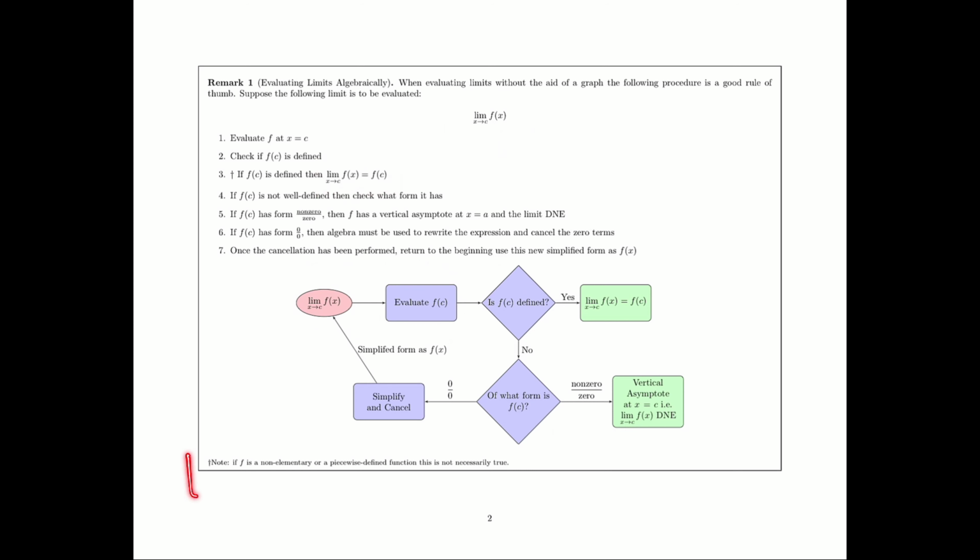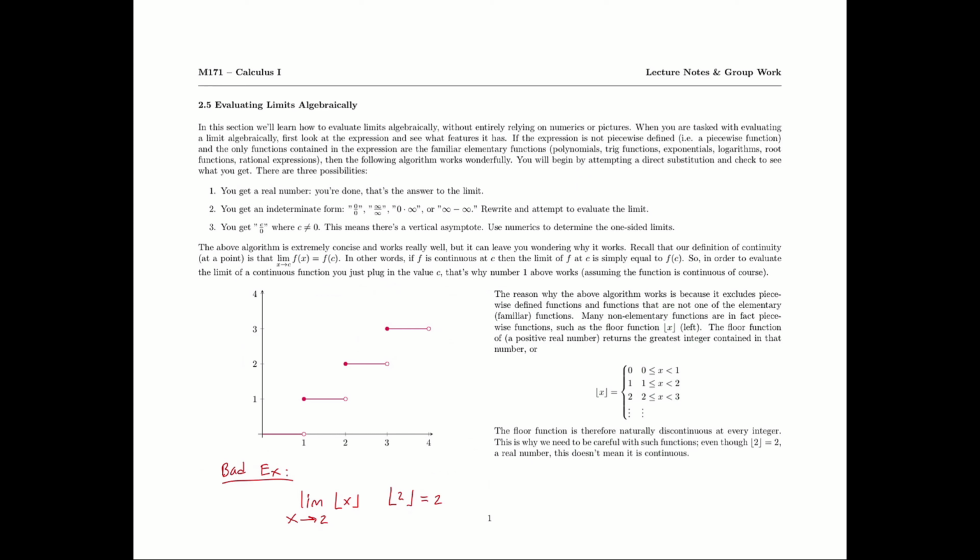But again, this algorithm is only true if it is working with the elementary functions that we talked about. If it's anything like a piecewise function or a function that you may have never seen or something that has a non-trivial definition, then this is not necessarily true. An example was in the previous video, we took a look at the floor function. If we do the limit as x goes to 2, this thing spits out 2, but clearly the limit does not exist at that location. And that's because the floor function here is actually a piecewise defined function.